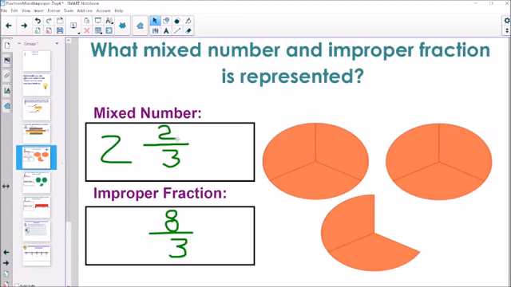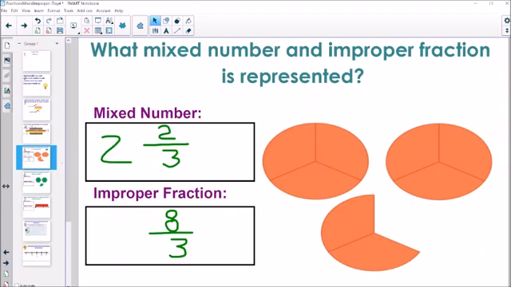So if we were to write this mixed number, we're going to look and count up how many whole pieces we have first. I can see I have one whole here and another whole here. So these are both complete, and that's where I would write my number 2.